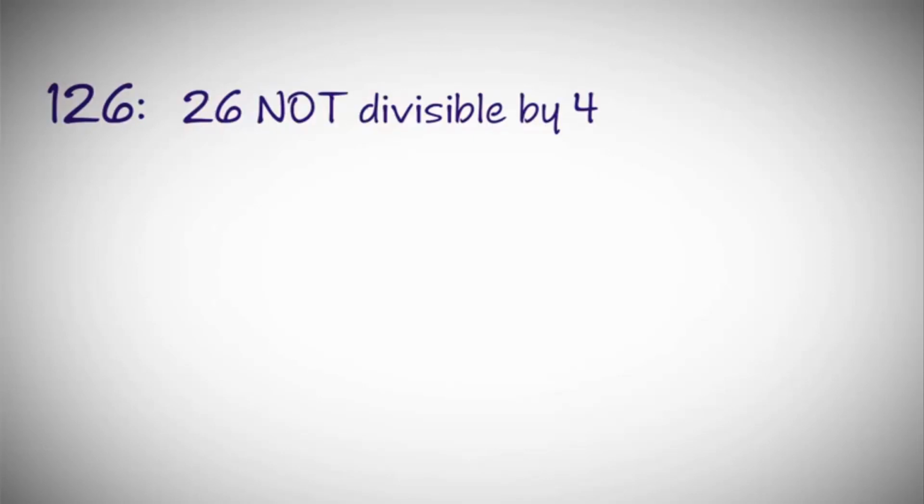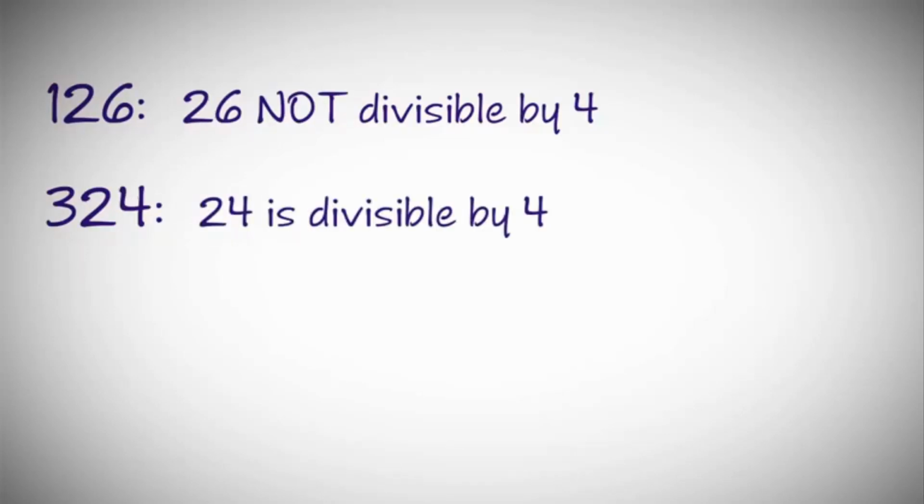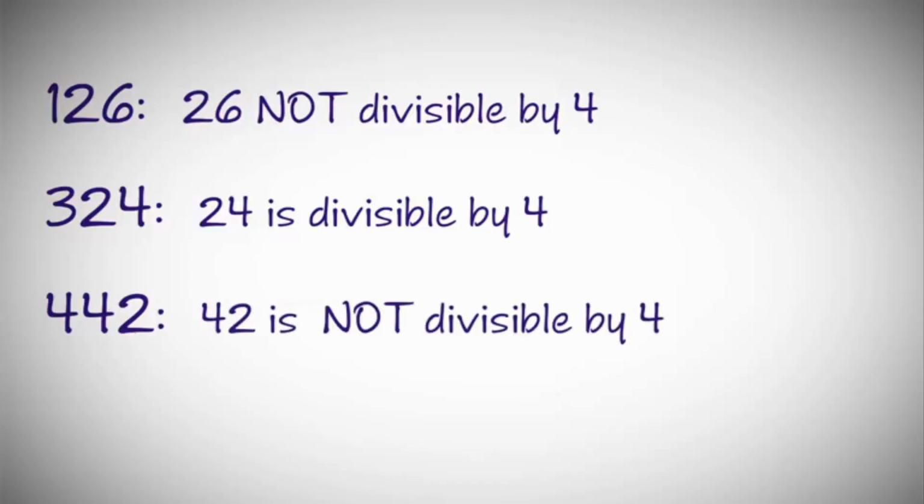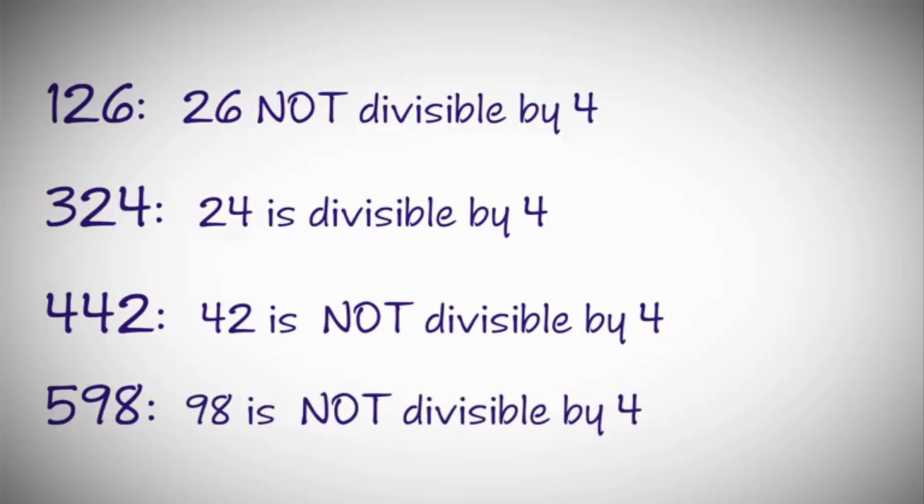Our next example, 324. The last 2 digits are 24. 24 is divisible by 4, which means that 324 is also divisible by 4. 442. Our last 2 digits are 42. 42 is not divisible by 4, which means that 442 is not divisible by 4. Finally, we have 598. 98 is also not divisible by 4, which means that 598 is also not divisible.